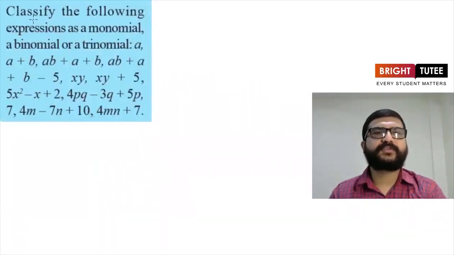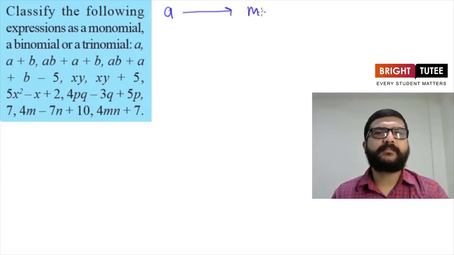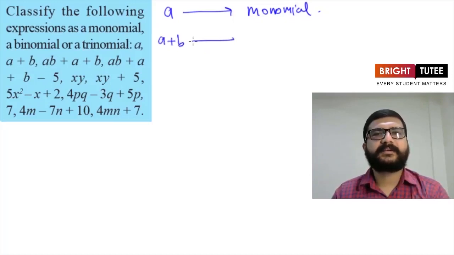Now let's try this question. The question here is, classify the following expressions as a monomial, a binomial or a trinomial. So here the first expression is A. So what do you think about this expression? Is it a monomial, binomial or a trinomial? As there is only one term, this is monomial. And then the second expression is A plus B. So how many terms are here? There are two terms, so it is a binomial.